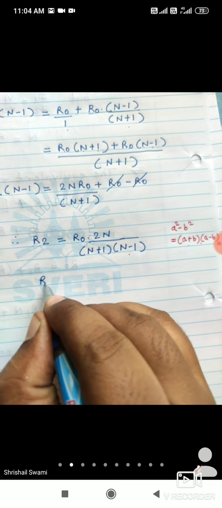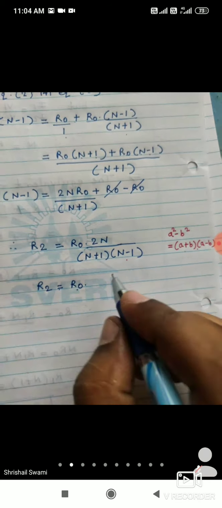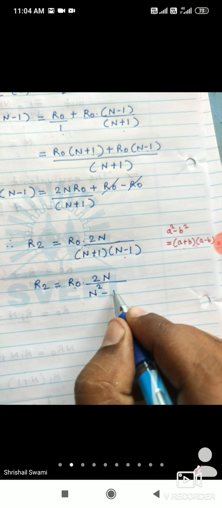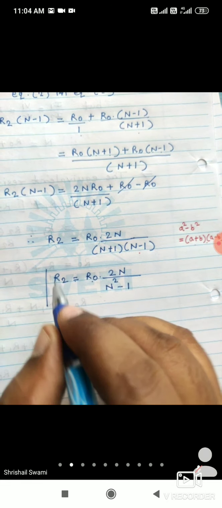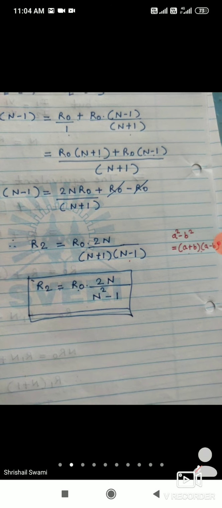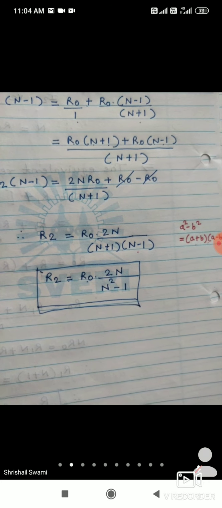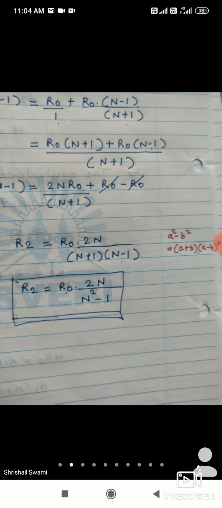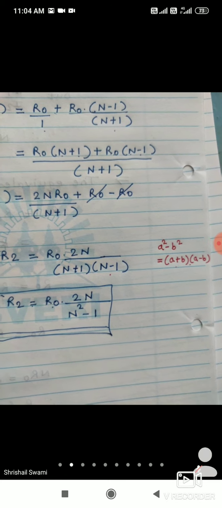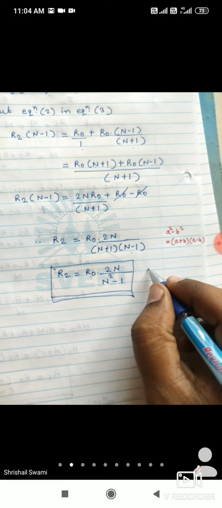So I will write R2 as it is, R0 always after the equal sign. So this is 2n as it is, divided by the total replaced by n square minus 1 square. 1 square means 1. So this gives the expression of R2. R2 is equal to R0 into 2n divided by n square minus 1. The formula is a square minus b square, b is 1, and 1 raised to anything is 1. Understood? So this gives expression number 4.